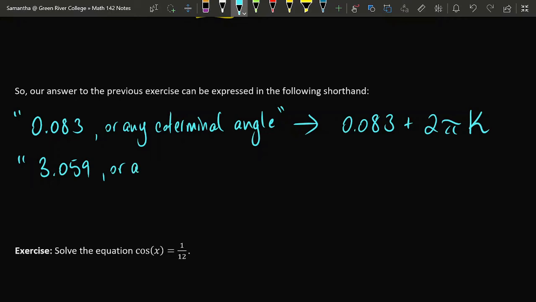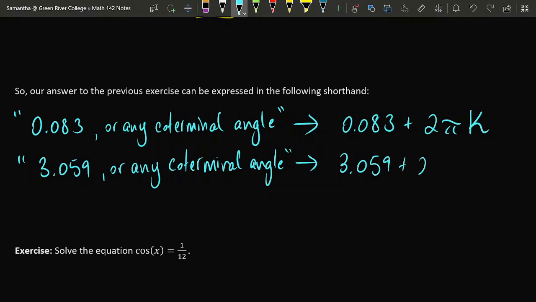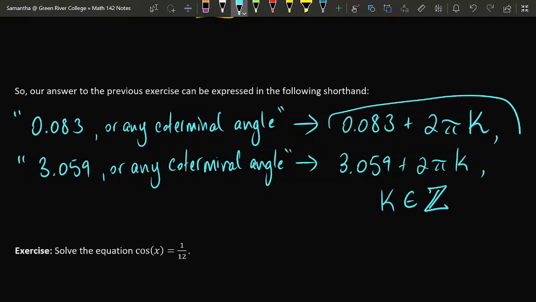3.059, or any coterminal angle, turns into 3.059 plus 2 pi k. So you can rotate through 2 pi in either direction any number of times, and you'll get a coterminal angle. And we would finish this by saying k is an element of the integers, just to keep somebody from accidentally thinking that you can go half a rotation or a quarter of a rotation. You have to go a full rotation to end up at a coterminal angle.